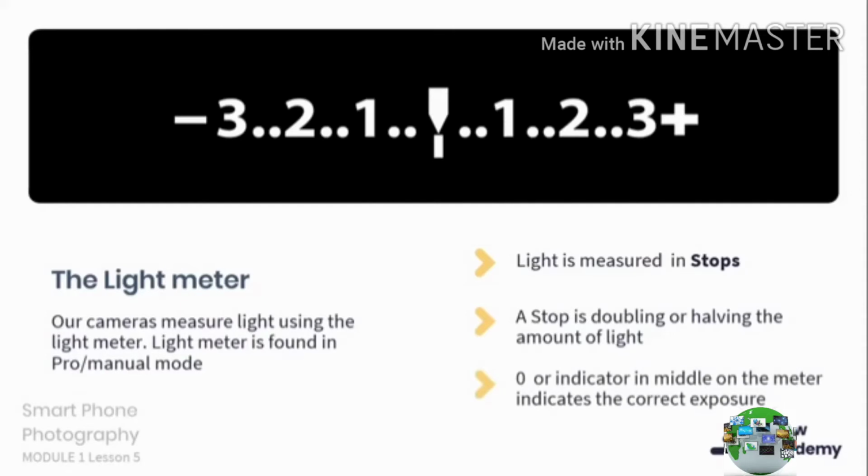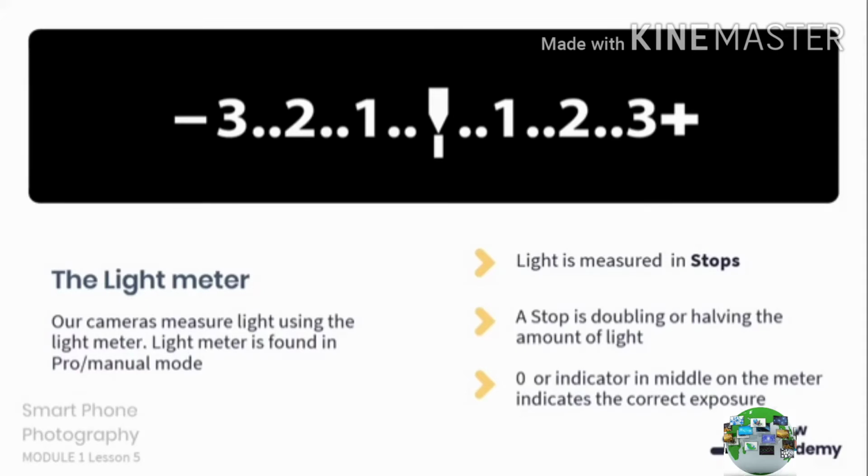If we're aiming for a correct exposure, that is when we have the indicator, the little rectangle here underneath the numbers, in the middle, like it is displayed here, that indicates that we have the correct exposure. So the light meter is like a balancing scale. We want to try and get that little indicator in the middle to get the correct exposure. But of course, we can use this in our own way. If we purposely want to add light, we can dial it up to the plus side. If we want to reduce the amount of light, we can go to the minus side.